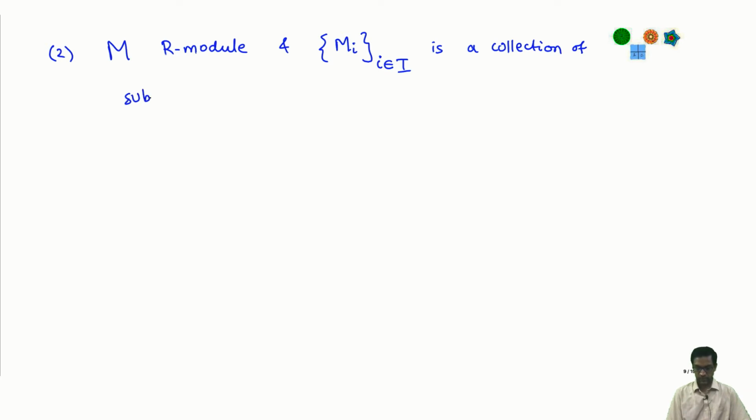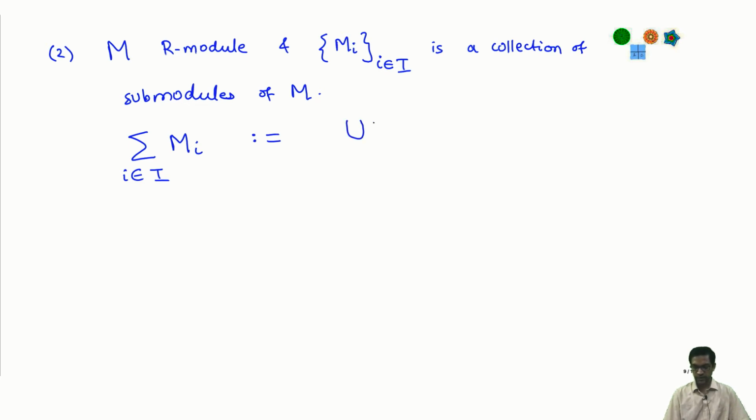So, a collection of submodules of M. Then we can form what's called their sum. This is another submodule. It's called the sum of the Mi, i belongs to I.